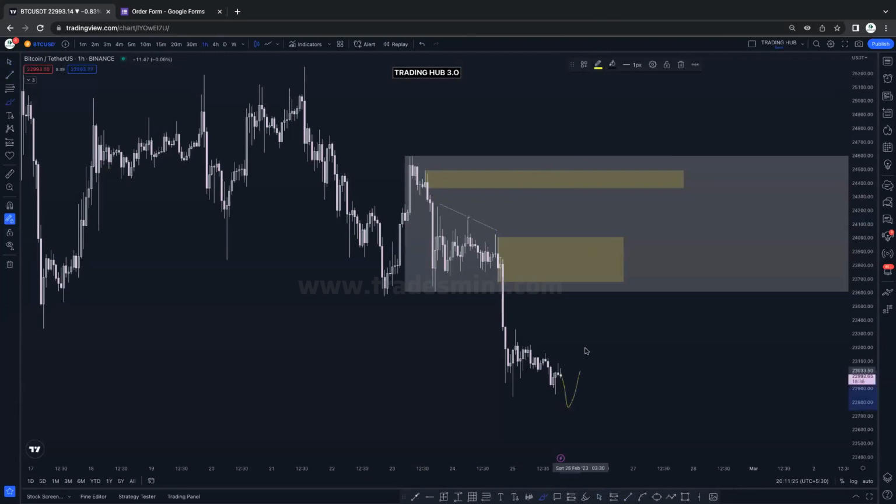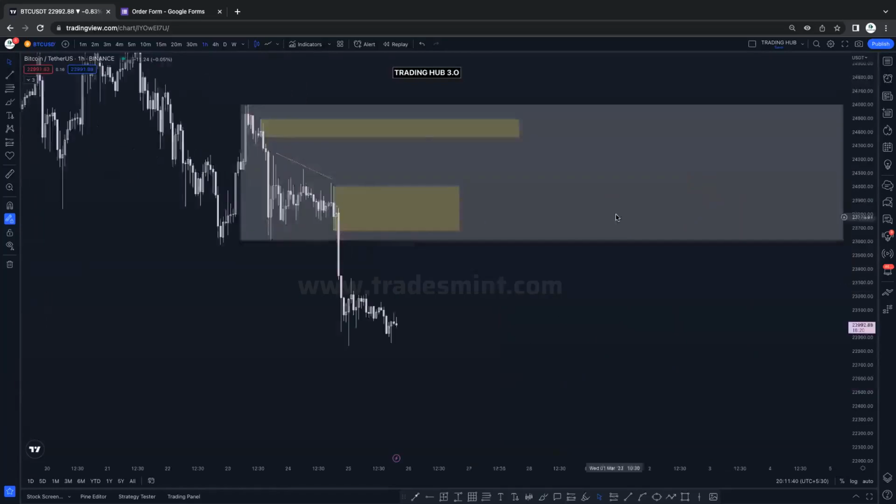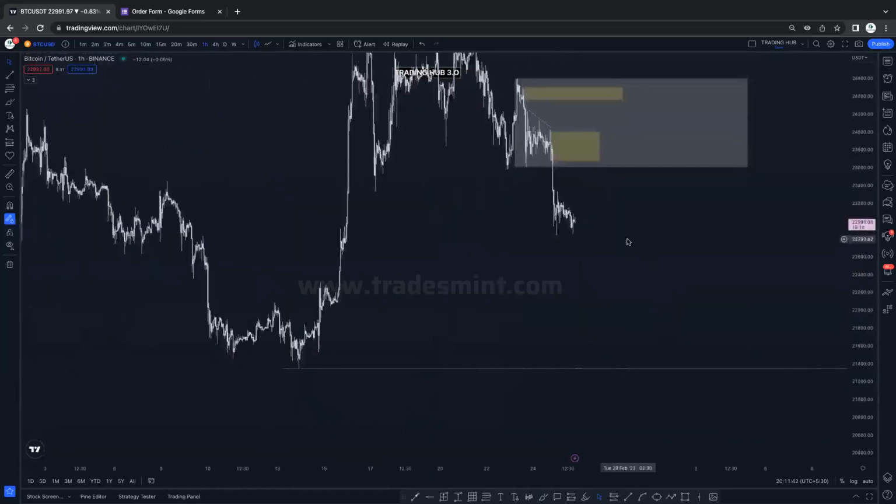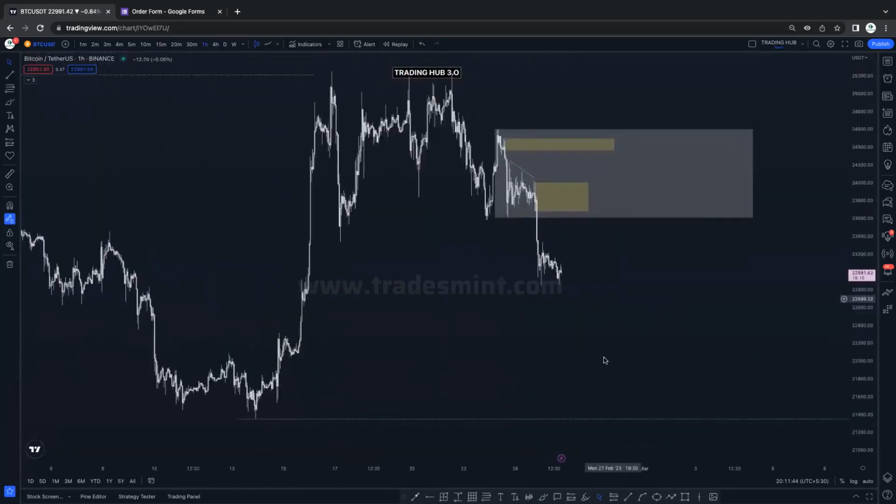So price must mitigate this one, and then fail and sell here, right? And also you can sell directly at this point, because this one is our extreme, and the major target is here.